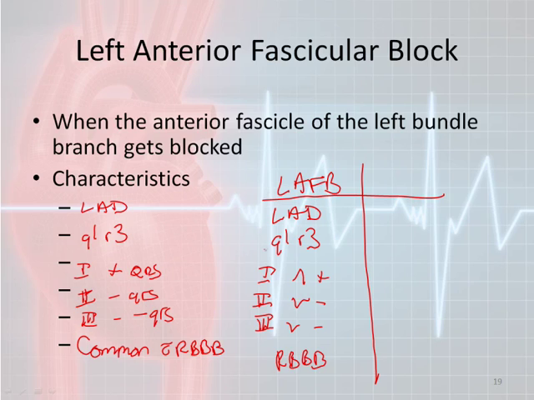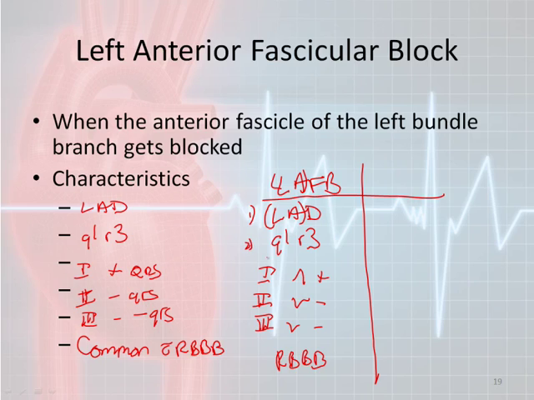Now the easy way that I remember this with my anterior fascicular block is I always put the anterior fascicular block on the left side of the T-square here. Look at the first two letters of the left anterior fascicular block. It's LA. You also have a left axis deviation, LA. It's also on the left side of this little chart here. So left axis deviation, LA for left anterior, left axis. That's the first supporting criteria right here, left axis deviation.